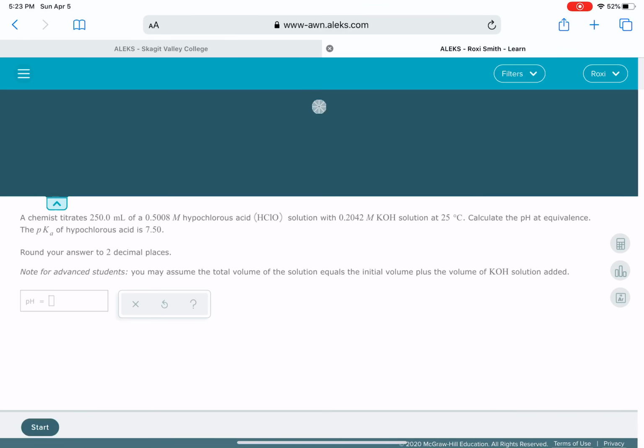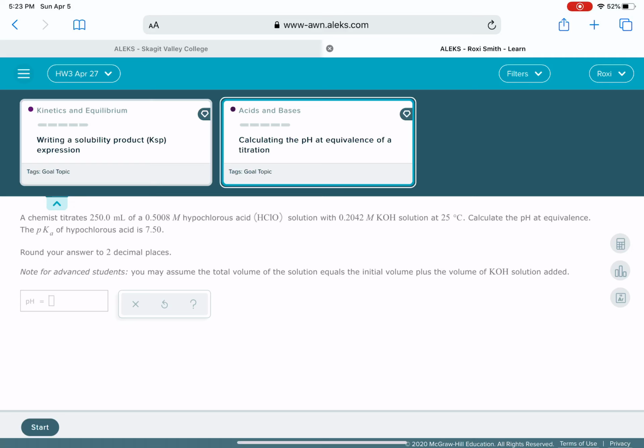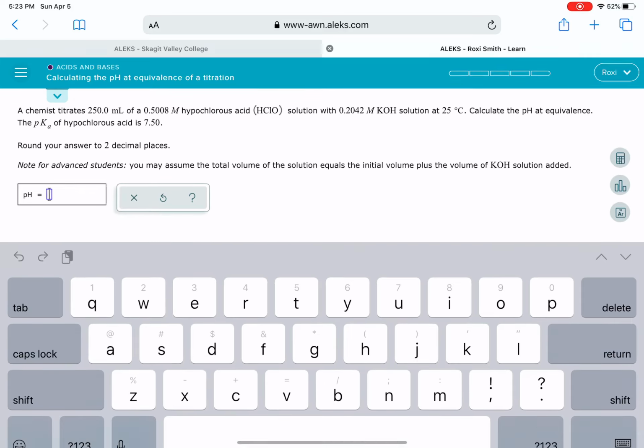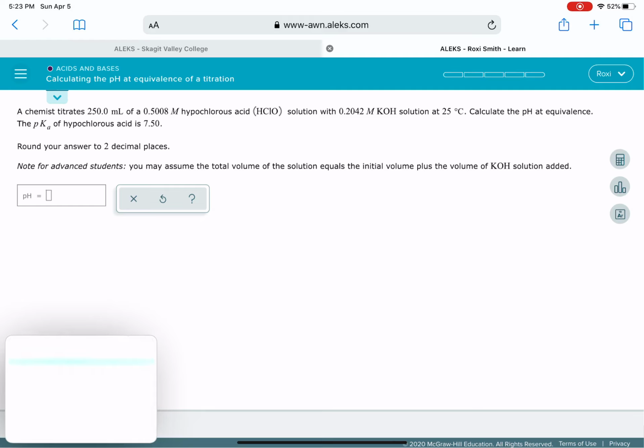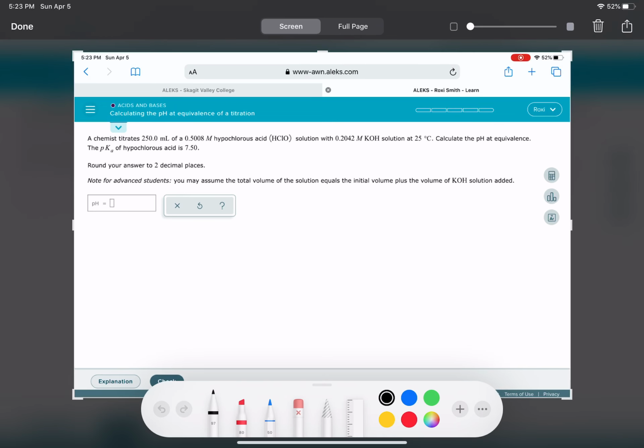Okay, so we have one more titration problem in our ALEKS homework 3, calculating the pH at the equivalence point of a titration. So let's tackle this one. We have a weak acid and a strong base, and we are going to calculate the pH at the equivalence point. HClO plus KOH, which we're just going to write as OH minus, keep it simple. We have ClO minus and H2O.